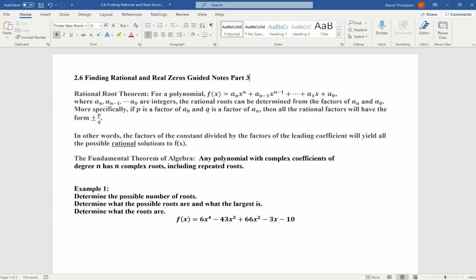The fundamental theorem of algebra states any polynomial with complex coefficients of degree n has at most n complex roots, including repeated roots.